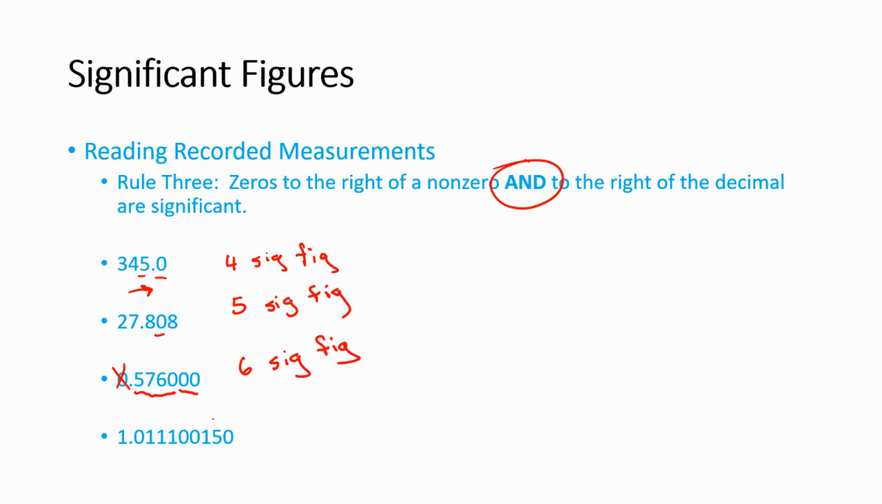Lastly, 1.0111 00150. All of my zeros are to the right of the decimal. All are to the right of a non-zero. This would have, let's count them up, 1, 2, 3, 4, 5, 6, 7, 8, 9, 10 significant digits, if I've counted correctly.